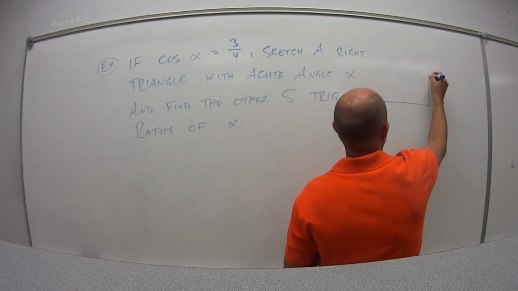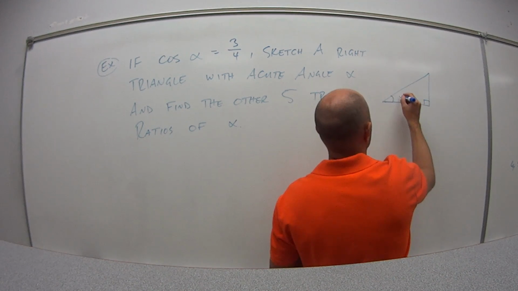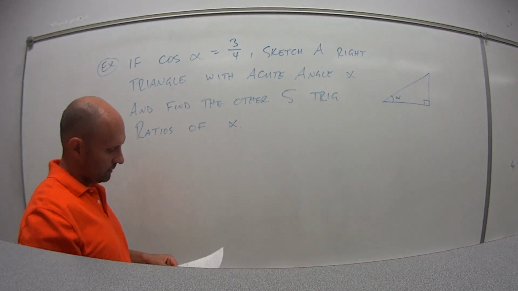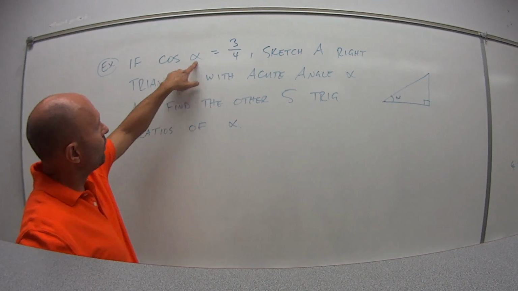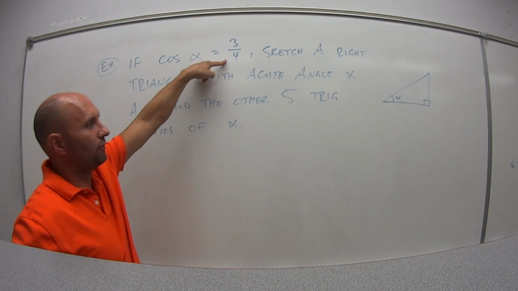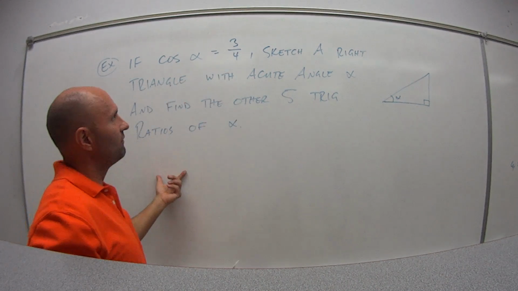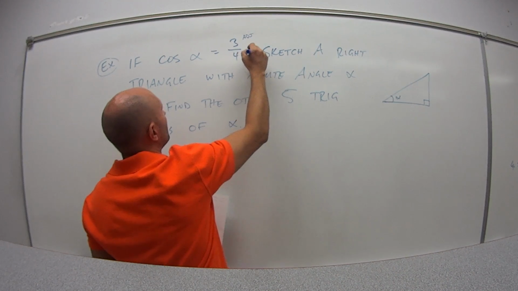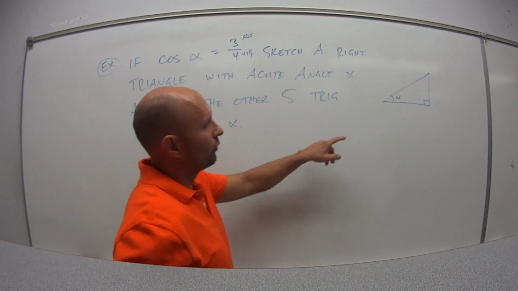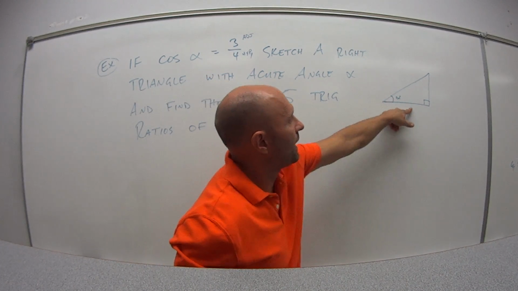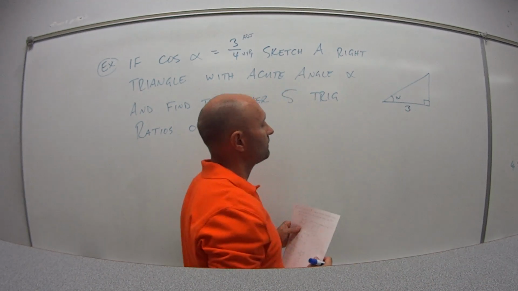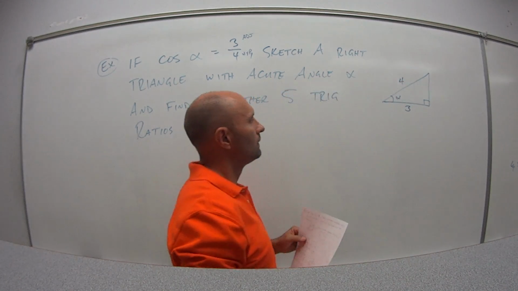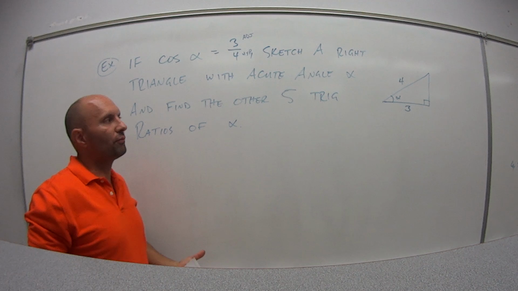So if I draw this right triangle, if I put alpha as this angle down here, well, I'm told that cosine of alpha is what? It's 3/4. Well, I know from my values that cosine is what? Cosine is adjacent over hypotenuse. So if my alpha is here, the adjacent side is the bottom of the triangle, so that would be 3. And the hypotenuse would be 4.